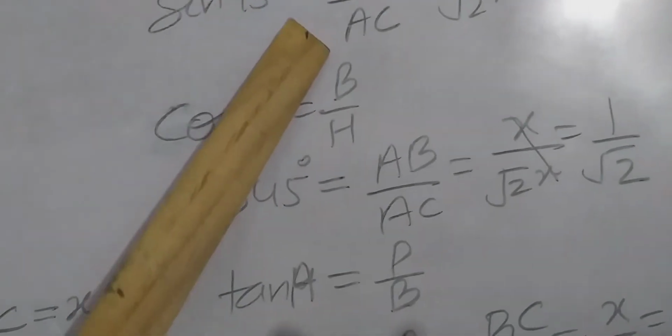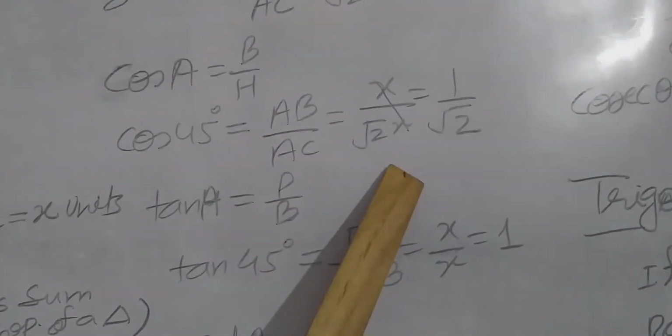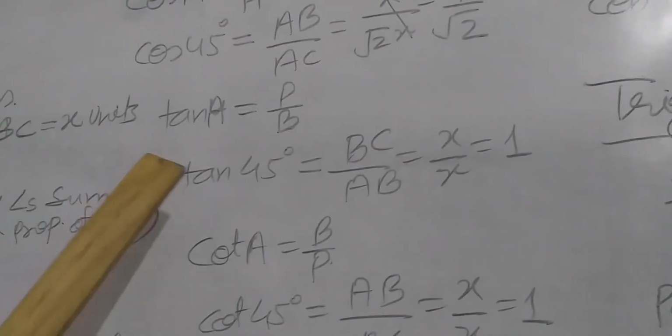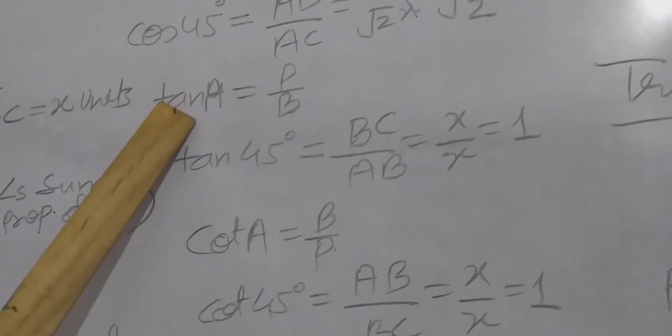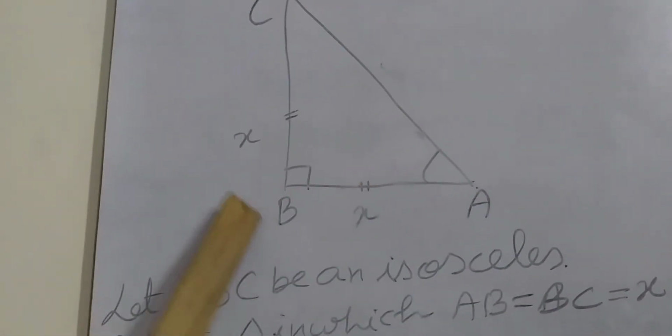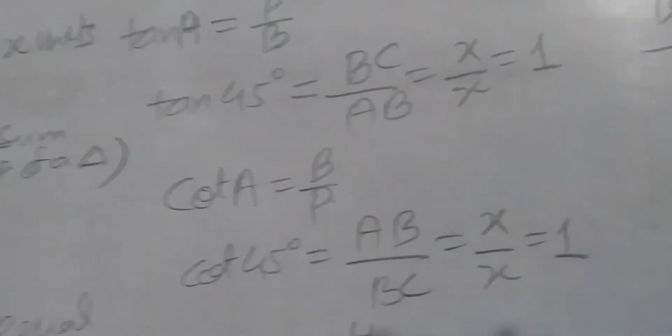Similarly, students, cos A equals B upon H. Cos 45 degree, A is 45 degree. Base is AB, hypotenuse is AC. AB is x and AC is root 2 x. The x's cancel. Cos 45 is 1 upon root 2. Correct, students. Now tan A. Tan A equals P upon B. Angle A equals 45 degree. Tan 45 degree, students: perpendicular is BC and base is AB. Both are x. So BC upon AB, x upon x cancels, 1.